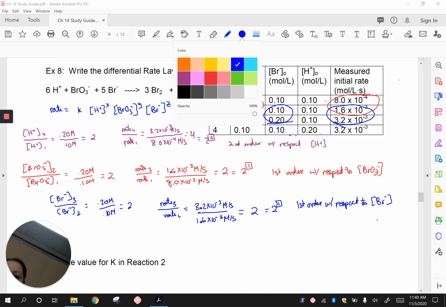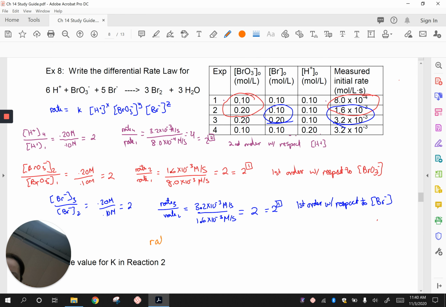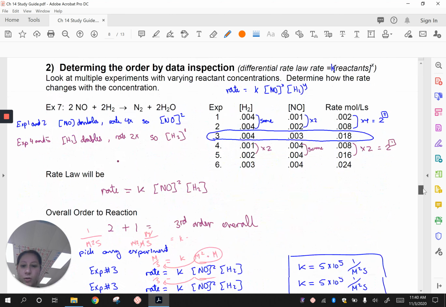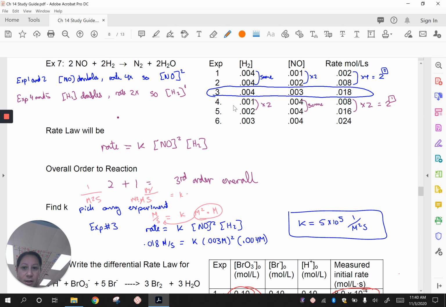So then my overall rate law is going to be rate is equal to K times the concentration of the H plus squared times the concentration of the BrO3 minus to the first power times the concentration of the Br minus to the first power. And this is my answer. So you can use it mathematically like this, or you can use words to express it.